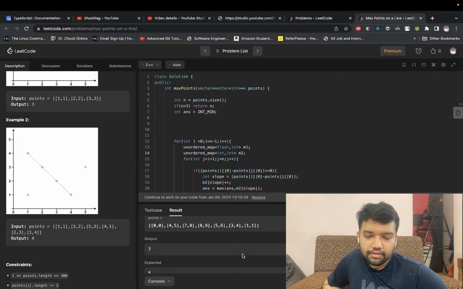5 by 4. One line will be 5 by 4. Another line will be 8 by 7. 8 by 9. 5 by 6. 3 by 4. So this will only form lines with 2 points. So let's come back to this.